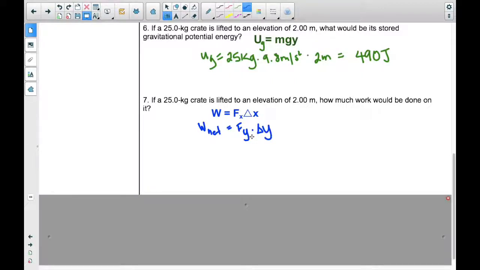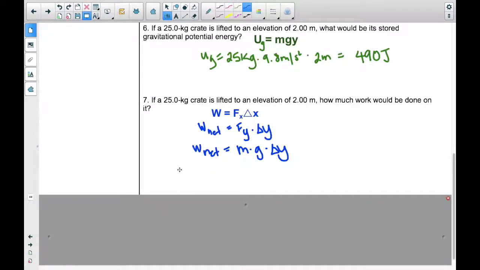F sub y, that's just m times g. So I'm going to go ahead and finish this out, but it's really just the same thing that we've been talking about. We have W net equals m times g times delta y. Now look at what I just wrote. I got mg from F sub y because F equals ma. But now look at what I have. It's the same equation that we've been talking about, mgy.